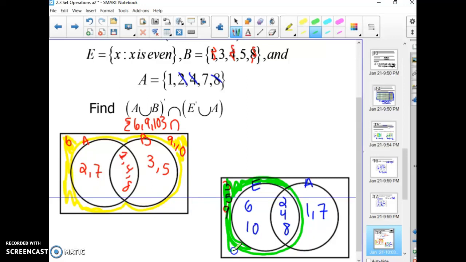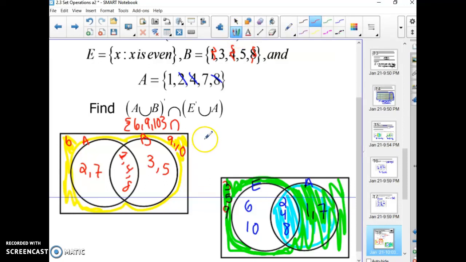Union means all of what I have of A, right? So I'm going to highlight all of this. This is my E complement, and I'm unioning everything I have of A, which I'm highlighting here. So my set is going to be everything that's highlighted. I'll write it in order: 1, 2, 3, 4, 5, and I don't have 6, and I have 7 and 8, and then I also have 9.